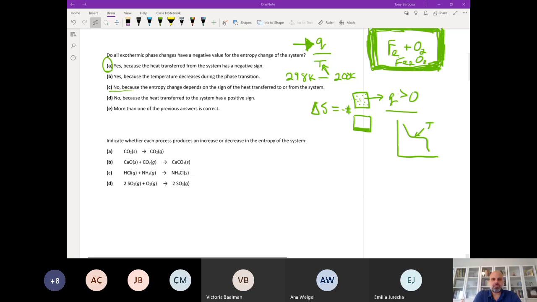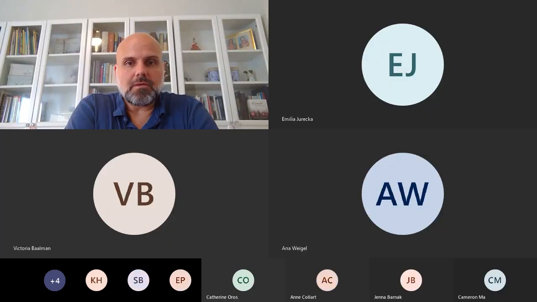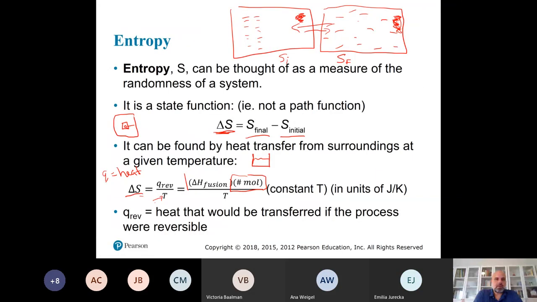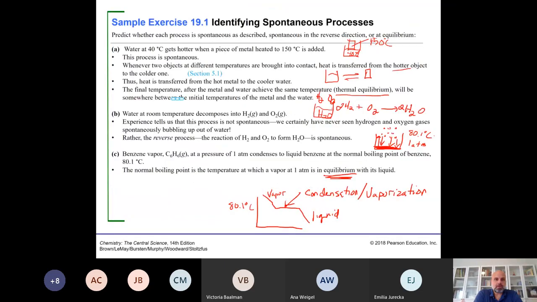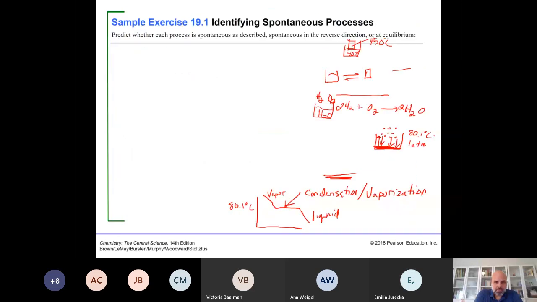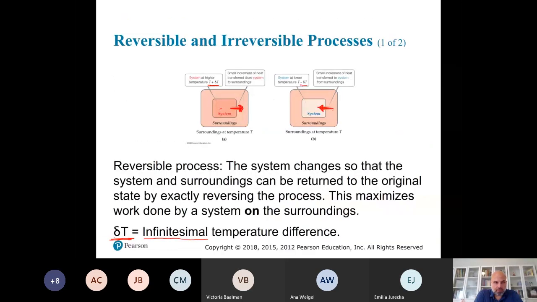Let me go back to the slides and show you something. There is a caveat that's built into the slides here. Let's go back. Not too far. There's a caveat built in. I must have skipped it.